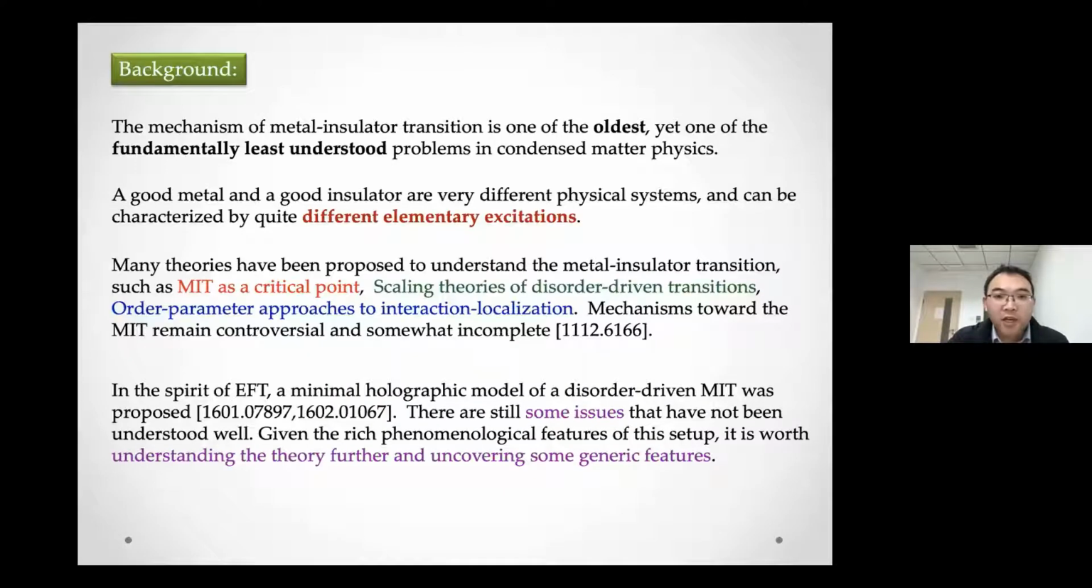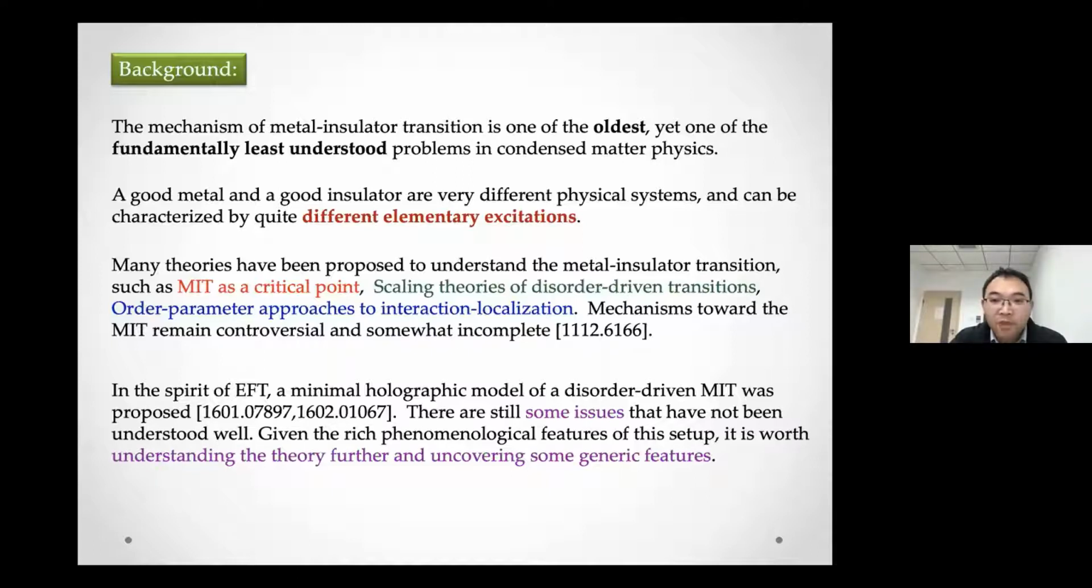So actually, the mechanism of metal insulator transition is one of the oldest, but still one of the fundamentally least understood problems in condensed matter physics. It's easy to imagine because a good metal and a good insulator are very different physical systems and can be characterized by different elementary excitations. Indeed, many theories have been proposed to understand this kind of metal insulator transition, but the mechanism towards this transition remains controversial and somewhat incomplete.